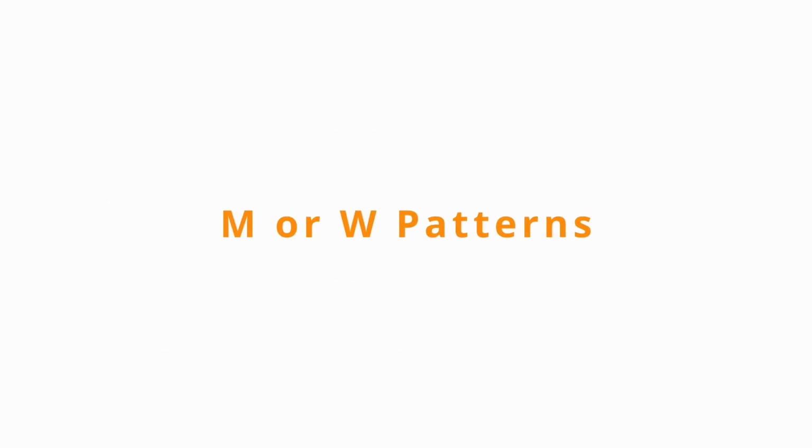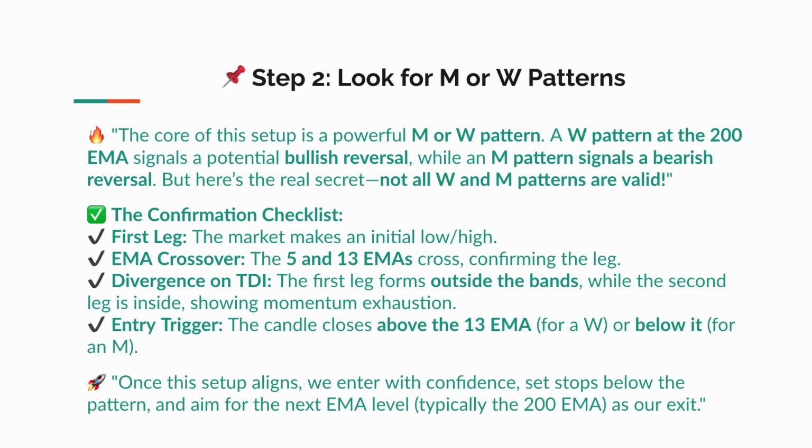Step 2, what we are going to look for is M and W patterns. The core of this setup is a powerful M and W pattern. A W pattern at the 200 EMA signals a potential bullish reversal, while an M pattern signals a bearish reversal. But here is the secret. Not all W and M patterns are valid. That also you should keep in mind. Sometimes they will not be valid.